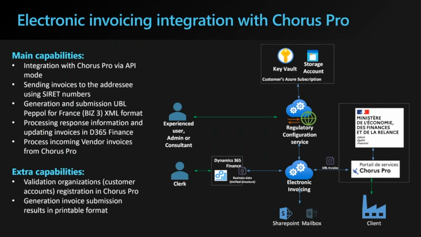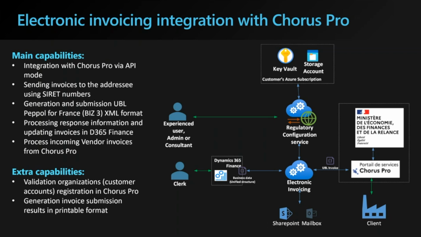Another functionality is the generation of submission results in a format that can be printed like Word or PDF files. And it is crucial for some of the business scenarios when the organization submits the document to Chorus Pro and needs to print the status from submission to share it or send the status to your client or just give as a paper to your client. This functionality will go on top of the main capabilities.